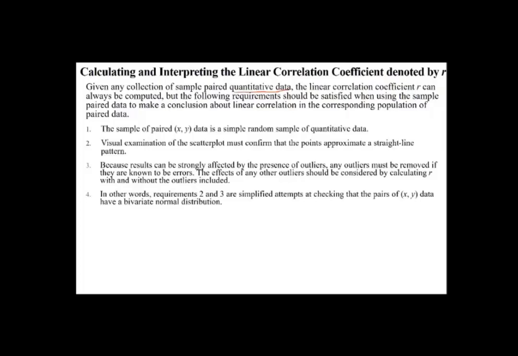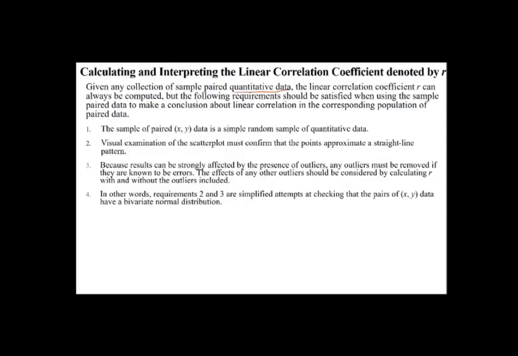Visual examination of the scatter plot must confirm that the points approximate a straight line pattern. Because results can be strongly affected by the presence of outliers, any outliers must be removed if they are known to be errors. The effects of any other outliers should be considered by calculating r with and without the outliers included. In other words, requirements 2 and 3 are simplified attempts at checking that the pairs of xy data have a bivariate normal distribution.